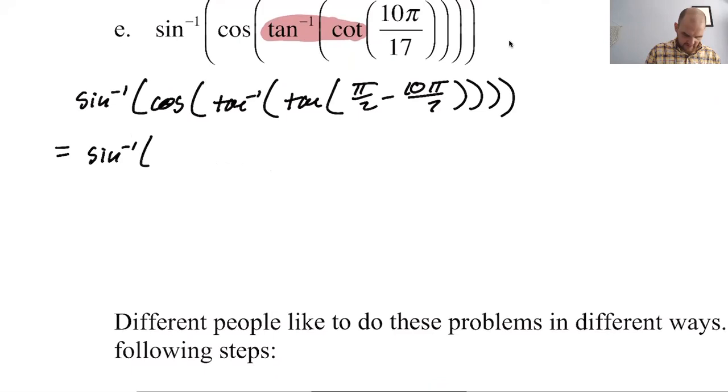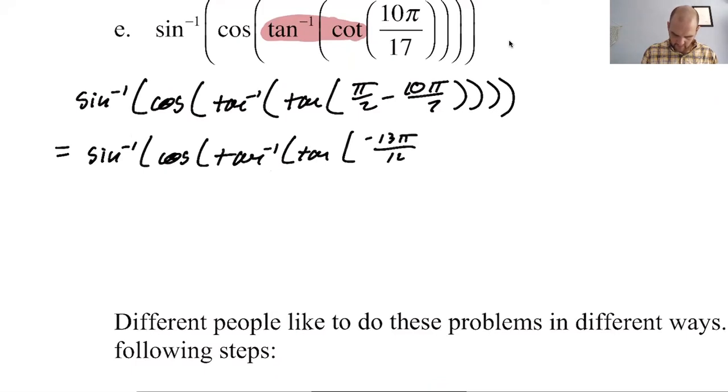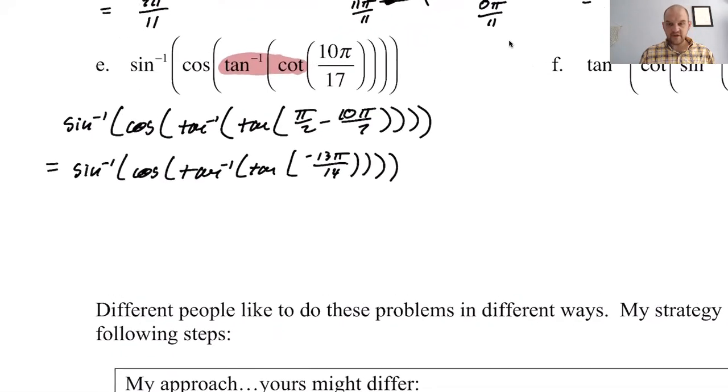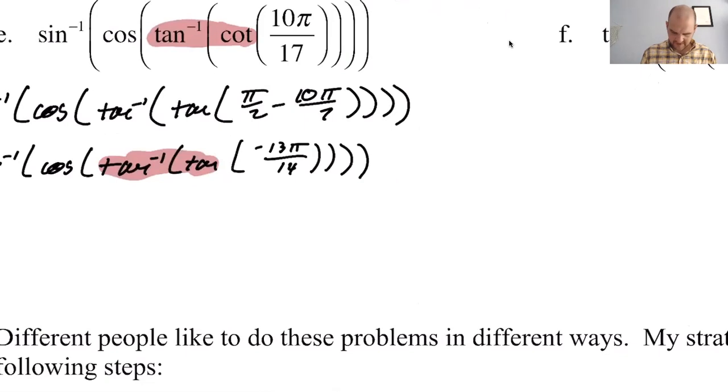Sine inverse. Oh, I could copy this. I forgot for a second. Tan inverse of the tangent of, so 7 pi minus 20 pi is negative 13 pi over 14, 2, 3, 4. So we are done with this small part if negative 13 pi over 14 is in the range of inverse tangent, but unfortunately it's not.